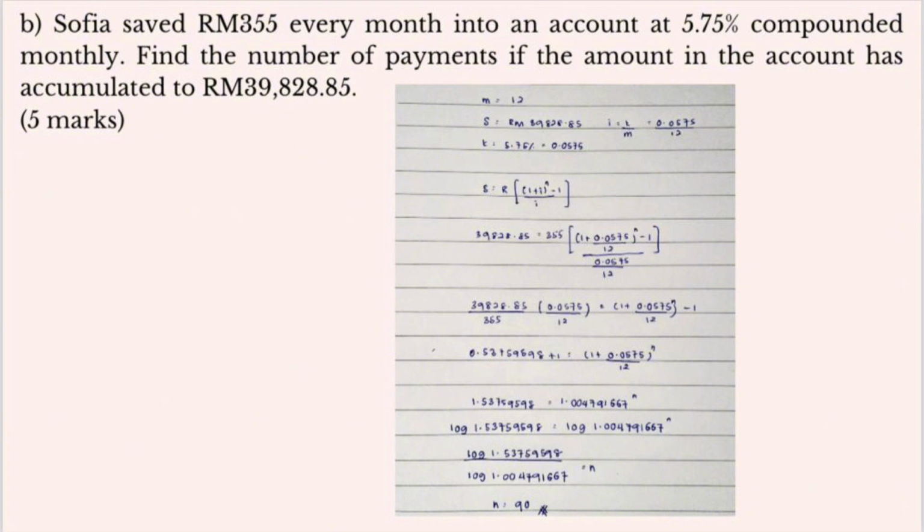So first we come out the important things, which is the compounded monthly is 12, the present value is 39,828.85, and the interest rate is 5.25%. So we should use the formula above with log. Enter the value according to the formula and calculate the amount, and you can get the right answer.